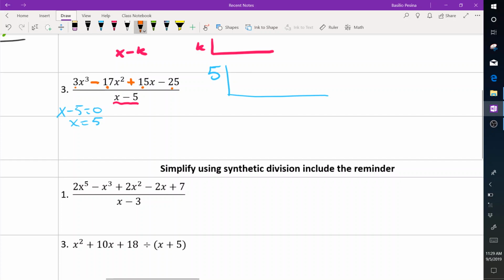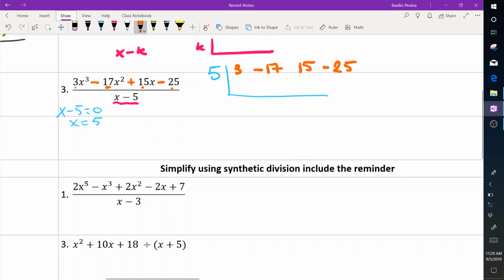So the first one, I got x to the third. I got a 3. I keep the 3. The next term is this right here, a 17, but it's subtraction, so minus 17. The next term is 15, positive. And the last term is minus 25, so it is negative 25.